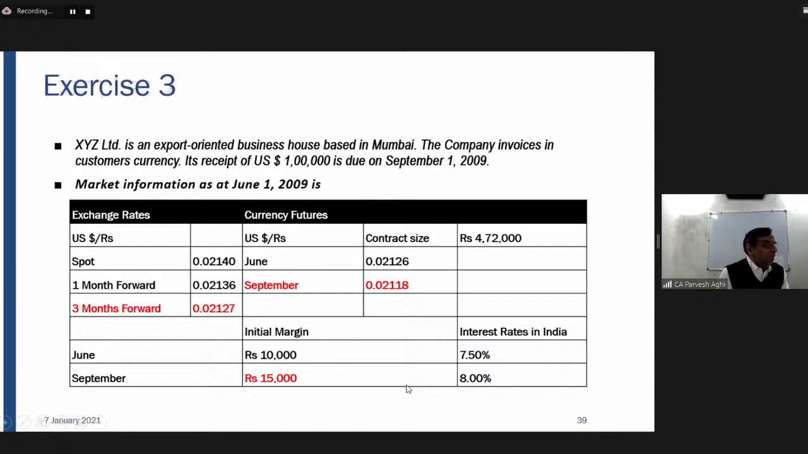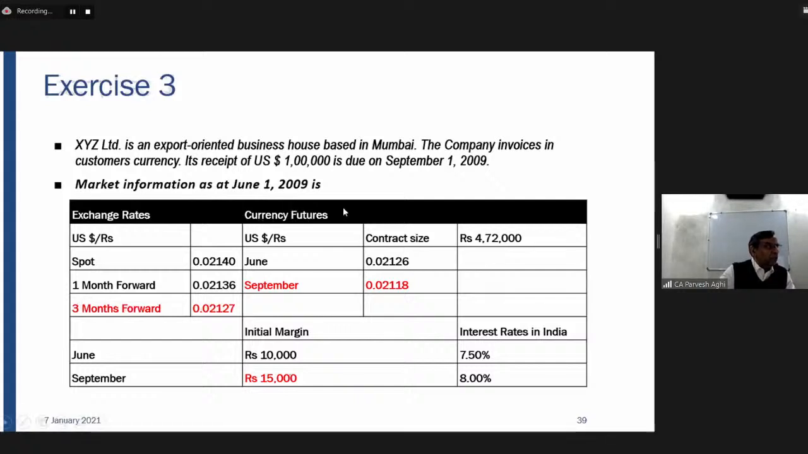There's a table on your screen. On the left-hand side we have the exchange rates. The US dollar oblique rupee spot rate is 0.02140. This is an indirect quote, meaning 1 rupee is equal to how many dollars. The 1 month forward rate and 3 months forward rate are also given. Since the money is going to be received on 1st of September and today is 1st of June, we will look for the 3 months forward rate. I've highlighted it in red to make you understand in a simple manner.